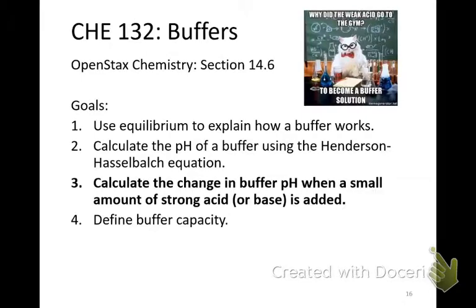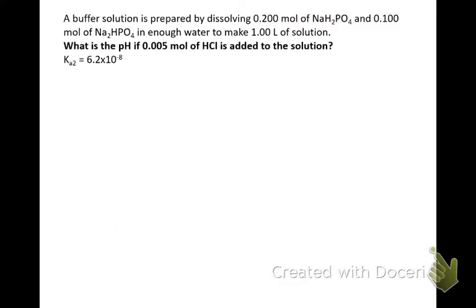So the goal of this session is to learn more about buffers by calculating the change in buffer pH when a small amount of a strong acid or base is added. We're going to focus on acids in this session, but you can figure out how it would work the same for bases.